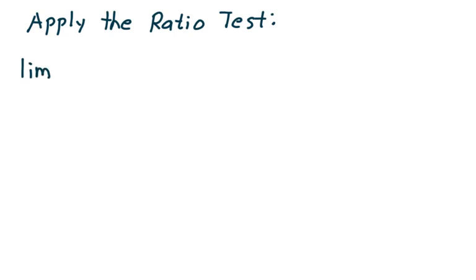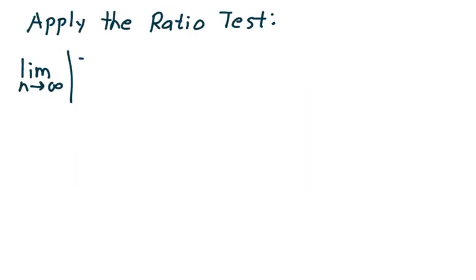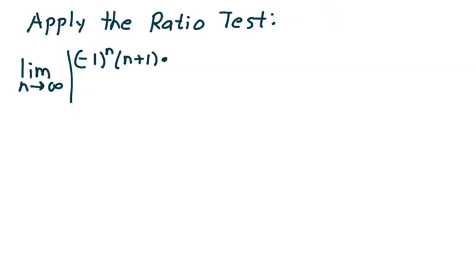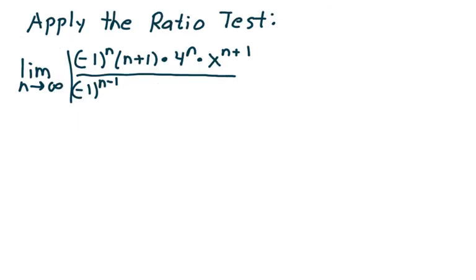So I'm going to look at the limit as n goes to infinity of the absolute value of negative 1 to the n times n plus 1 times 4 to the n times x to the n plus 1, divided by, then I'm going to get negative 1 to the n minus 1 times n times 4 to the n minus 1 times x to the n. Okay?